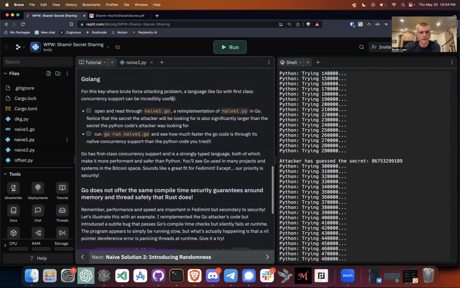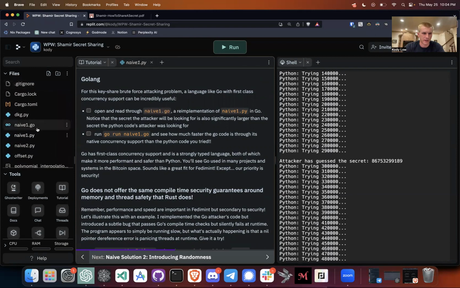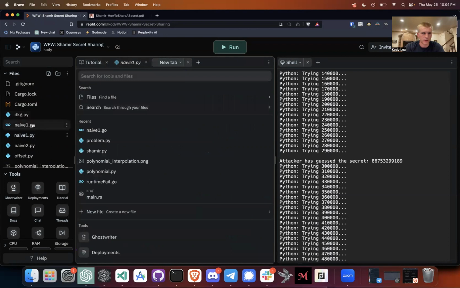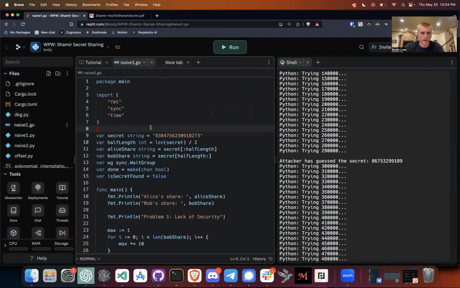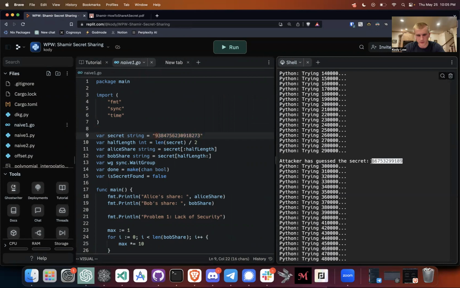So let's try this again in Golang. This is a really good way to see this: we've got a more sophisticated attacker. The attacker is writing Go for this one. We look over here, this is naive1.go. It's the same thing, but the secret string over here is significantly longer. So let me just copy this over. I'm just going to illustrate how fast this is.